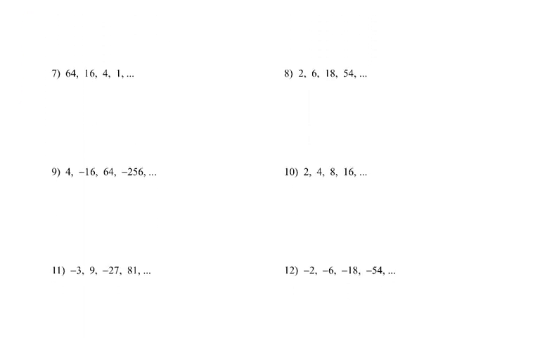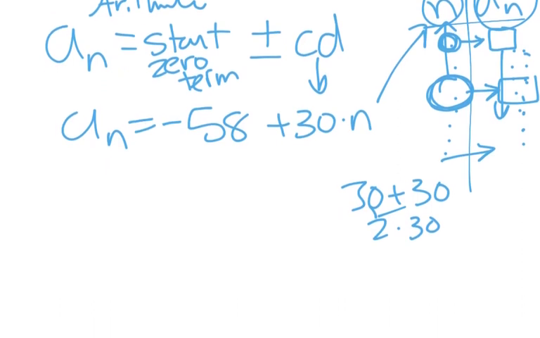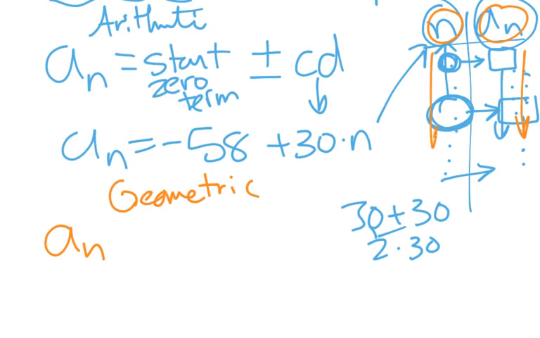Now if we drop down here, let's look at number 8. I go 2, 6, 18, 54. So here we're timesing by 3 each time. Okay, so that's geometric. So if we look at the explicit, our geometric version starts out exactly the same. It's still connecting the input to the outputs. We're still dealing with growth. We're still looking at our inputs. So we still have our start or our zero term.